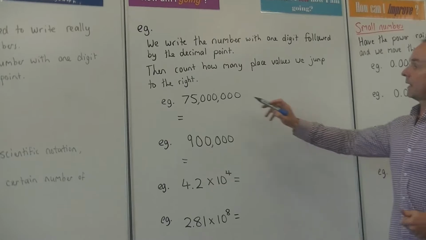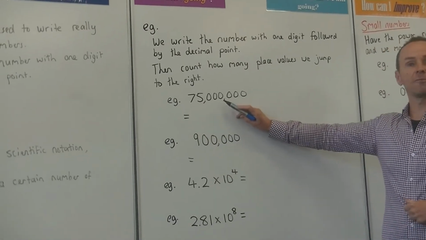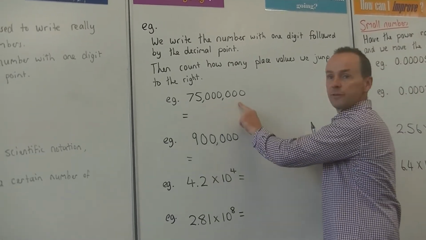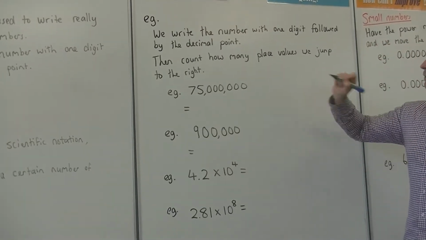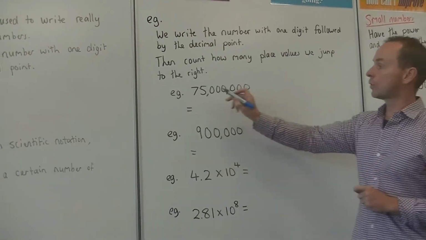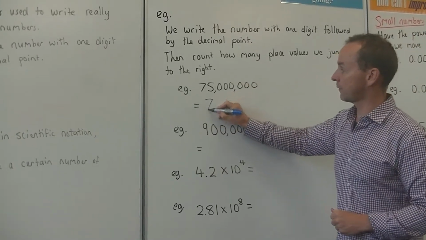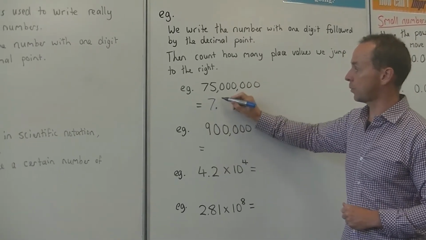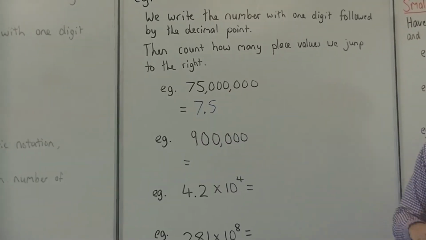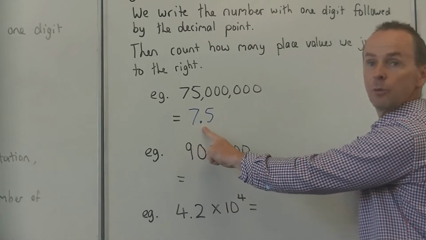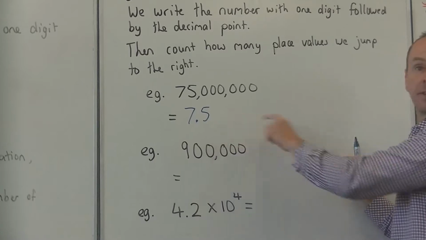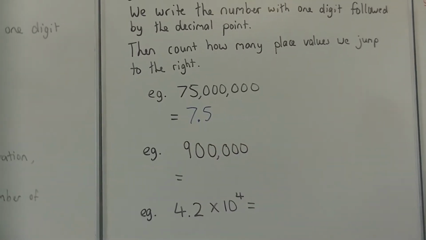So here's a big number. It's 75 million. So instead of having to write all those zeros all the time, we generally write scientific notation with one digit and then the decimal point. So in this case, we write the first digit is 7, then a decimal point, and then we put the 5 there. Can you see we've got one digit and then a decimal point. We can have as many digits after that you want that are non-zeros, but in this case we've got 7.5.